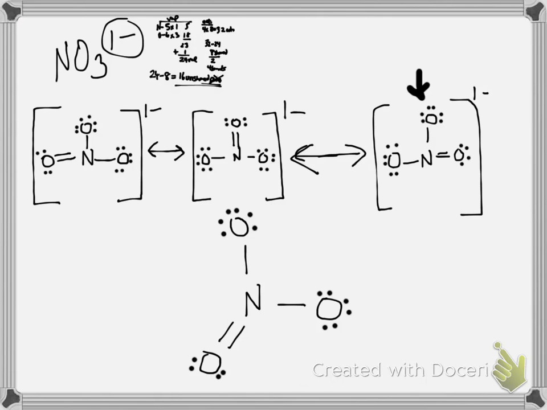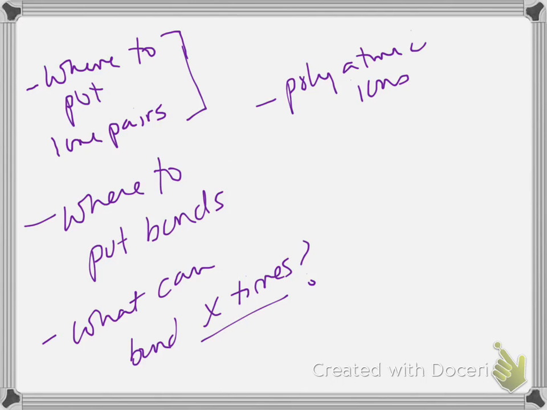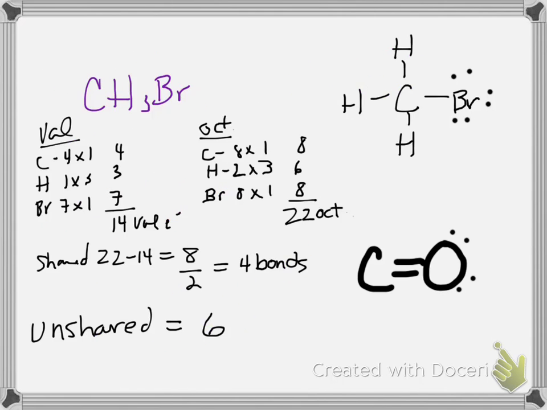Okay, questions. Let's get back and look at the list of things we need to check in on. Did we cover where to put lone pairs? Okay, where to put the bonds? Do you feel more comfortable with that? Okay. How many times can something bond? Do we feel more comfortable with that? Again, it's all about looking for octet satisfaction. So if it's not satisfied based on octet, then it can bond again. If it is satisfied, it should not bond again. We don't want to force any more electrons on it. Polyatomic ions, better, okay.